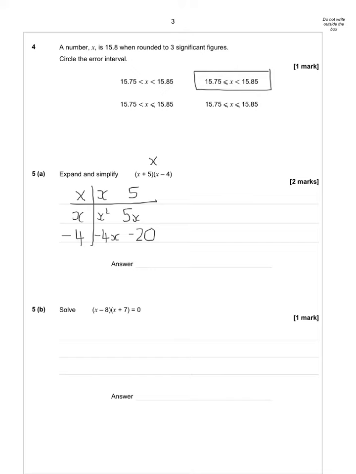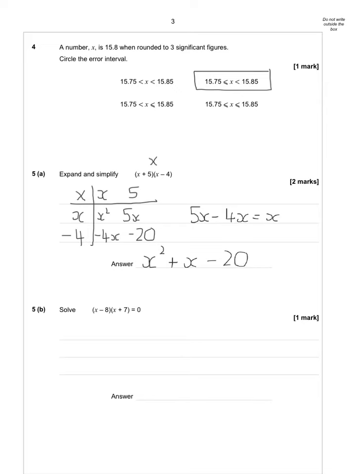Now we do need to simplify. So we have x squared in our expression. We also have 5x take 4x. So 5x subtract 4x is 1x. So I'm going to write that here. And I also have a -20. So that's the correct expression.